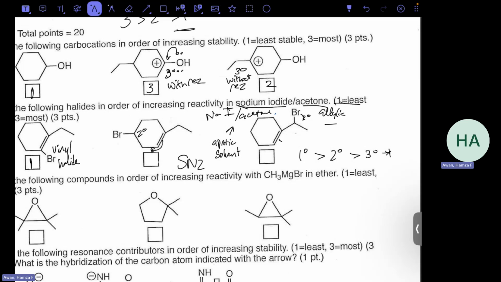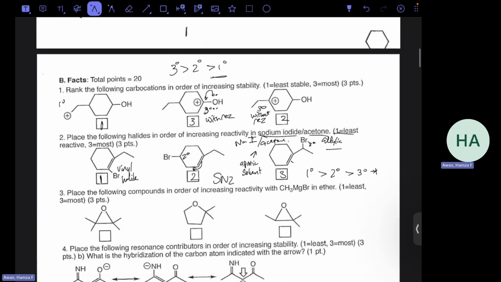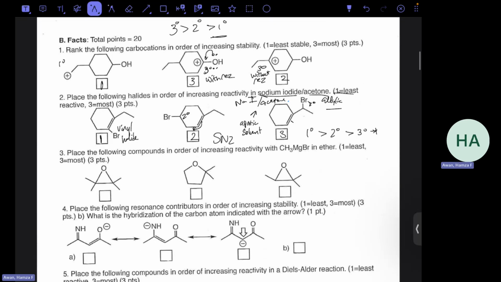So when a halide is in an allylic position, it becomes a lot more reactive, right? So this bromine, because it's allylic, is going to be our most reactive. And this bromine that has no resonance with it, no double bonds near it, is going to be our number 2. Any questions on that?